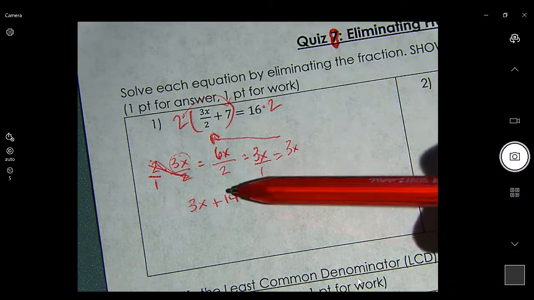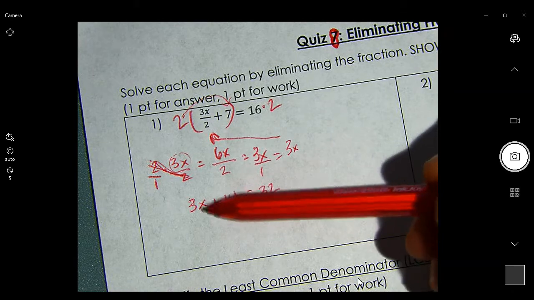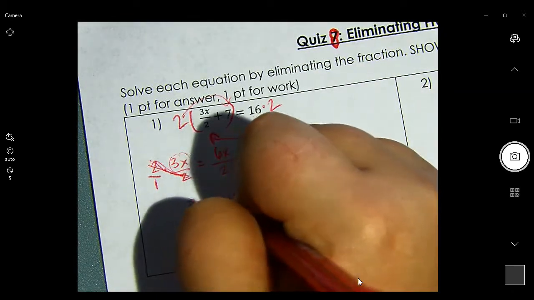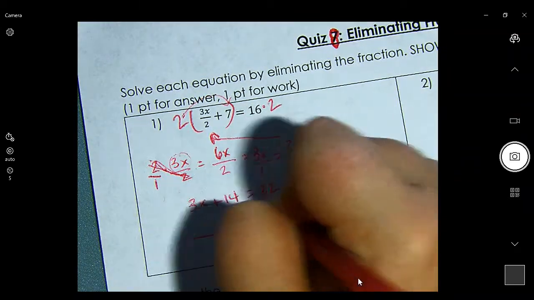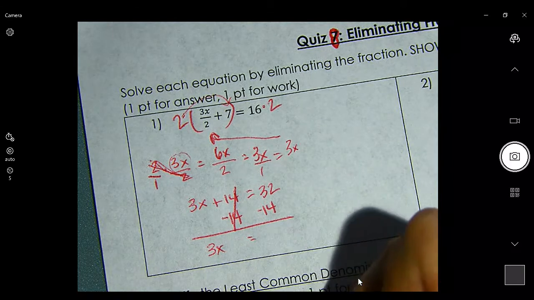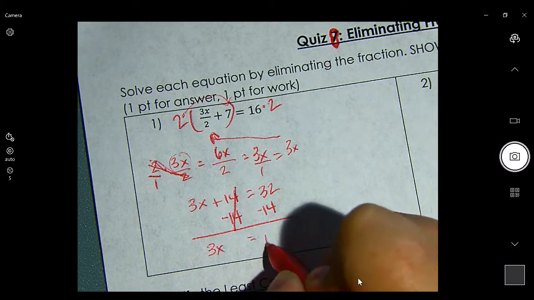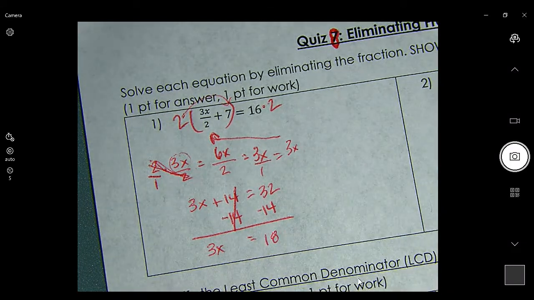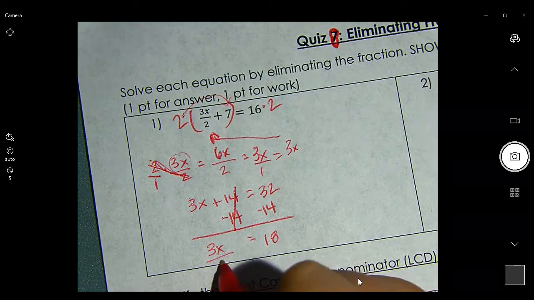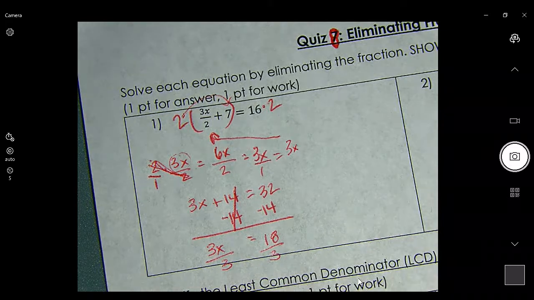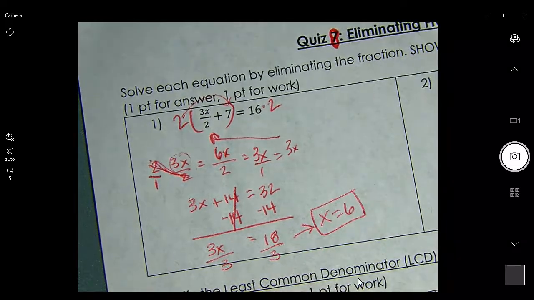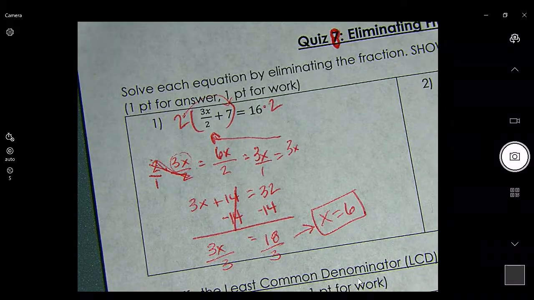And if you remember, I'm trying to get this 3x, this x by itself. So I need to get rid of this plus 14. To get rid of plus 14, I'm going to subtract 14 from both sides. On the left, that leaves me with just 3x. And on the right, I have 18. Now I need to do some dividing because 3 times x equals 18. So to figure out what that x is, I'm going to do the opposite, which is dividing. And I get x equals 6 for number 1.